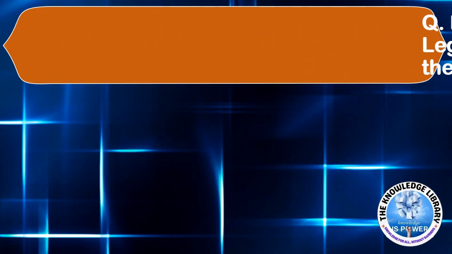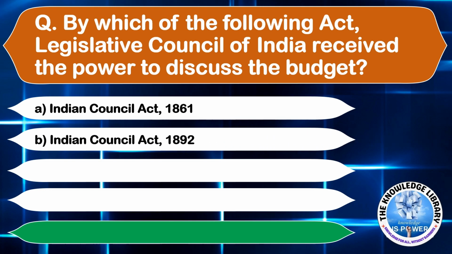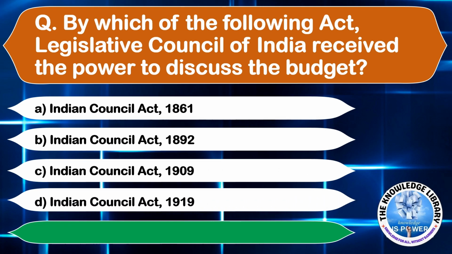By which of the following acts Legislative Council of India received the power to discuss the budget? Option A, Indian Council Act 1861. Option B, Indian Council Act 1892. Option C, Indian Council Act 1909, and option D, Indian Council Act of 1919. The correct answer is option B, Indian Council Act of 1892. Moving on to the next question.